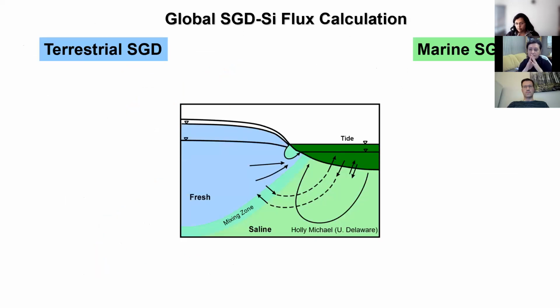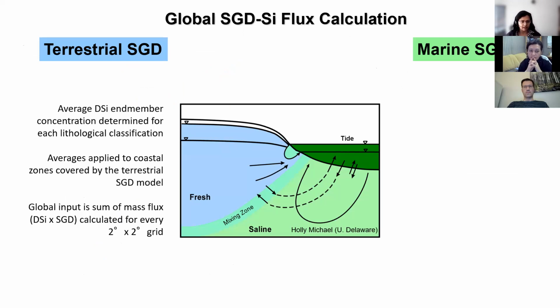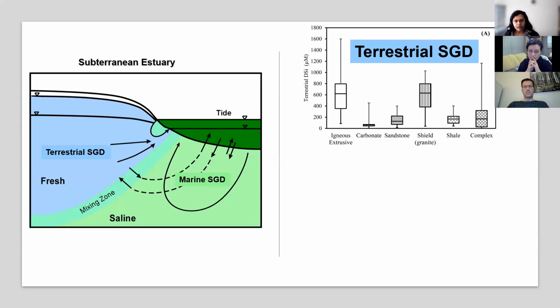So we're separating these calculations of terrestrial and marine SGD inputs. And in the terrestrial SGD input, we're taking an average dissolved silicon endmember concentration for each of those 6 different lithologies, using that combined hydrogeological model. We're applying those averages to those coastal zones. And so what we see, this is a box and whisker plot of all of the different concentrations that we compiled in our paper of those 50 plus studies.